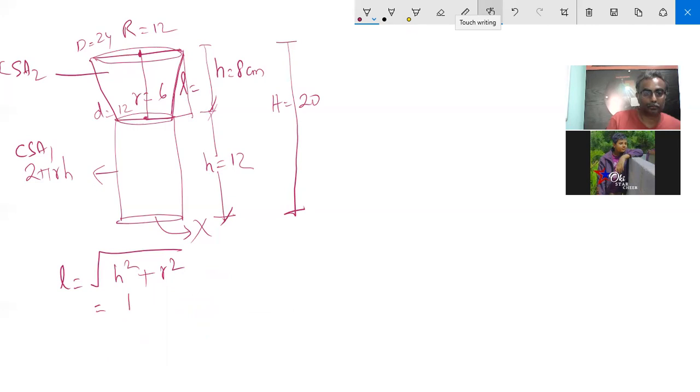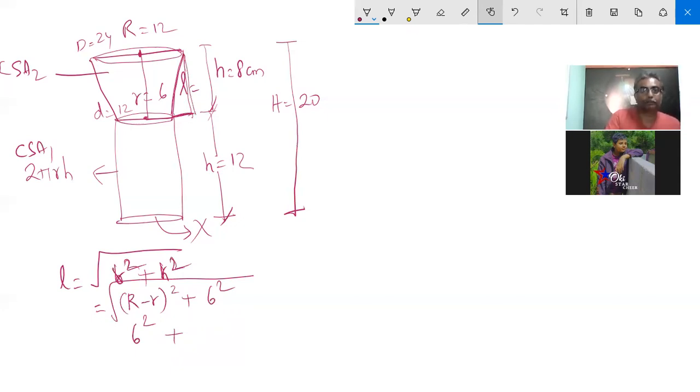H squared is equal to (R minus r) whole squared plus 6 squared. This is 6 squared. H is 8. This R is R minus r plus H squared. Okay. So why are we doing this?